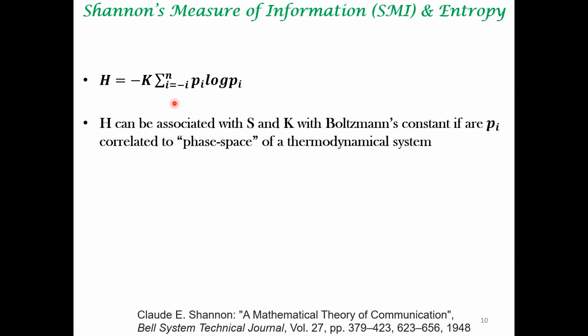It can be correlated. H is more general than entropy. It has to do with information, but it can be correlated to entropy. And this K, a more general constant in Shannon's measure of information, can be correlated to the Boltzmann constant in particular settings, in particular systems.